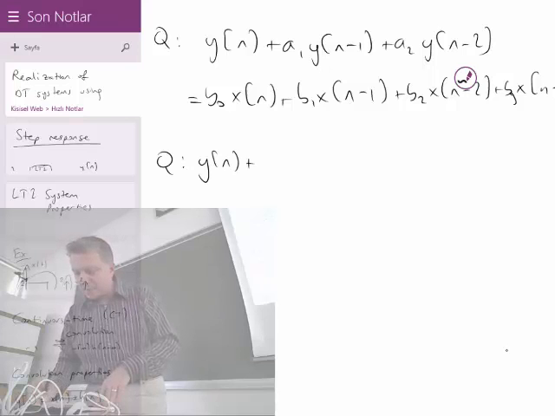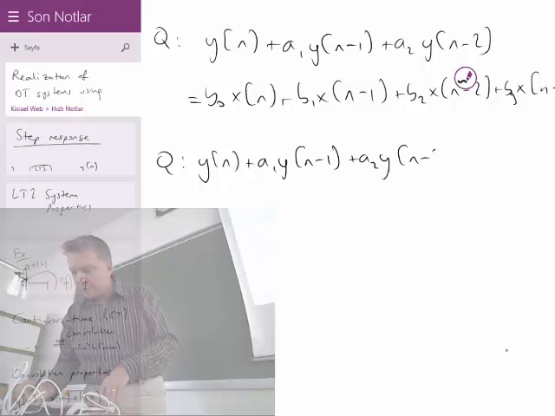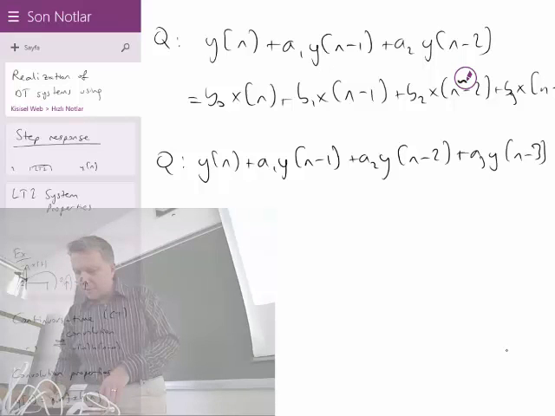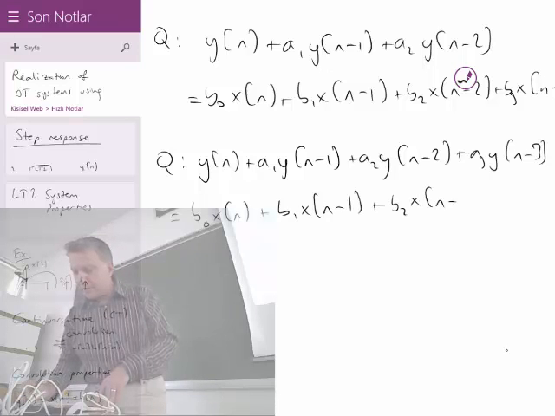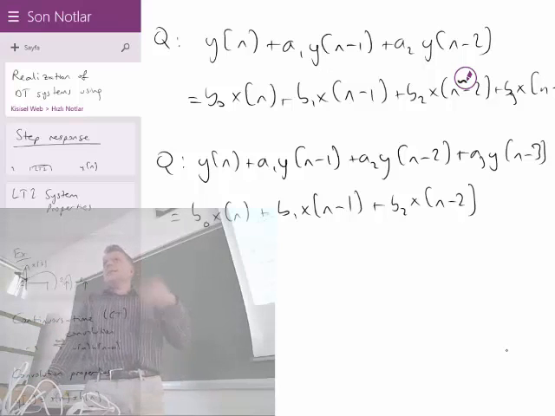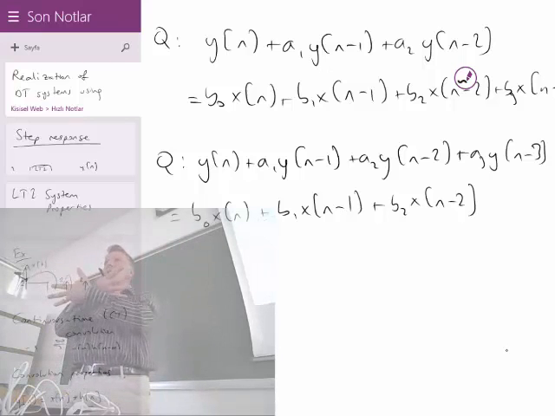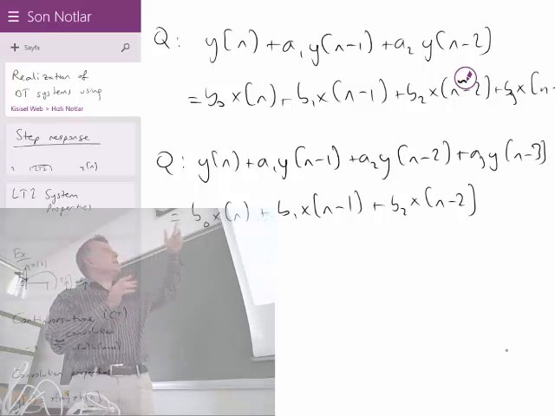Y of n plus a1 y of n minus 1 plus a2 y of n minus 2 plus a3 y of n minus 3 is equal to b0 x of n plus b1 x of n minus 1 plus b2 x of n minus 2. This time the input is missing one term. And the structures after the interchanging, how will they look like? Make sure that until tomorrow you are able to draw these two cases.